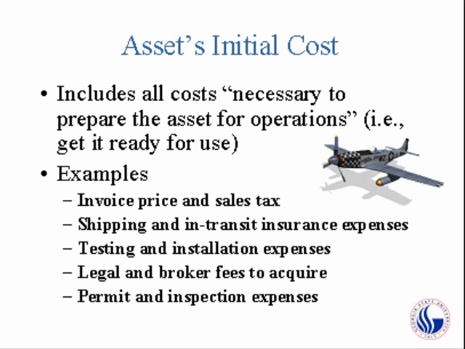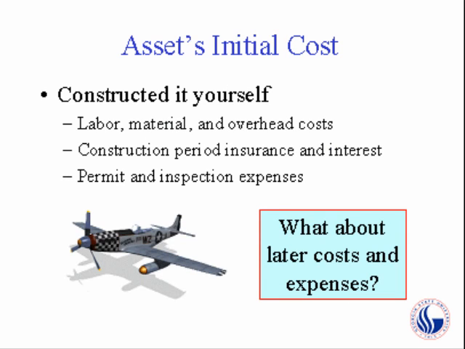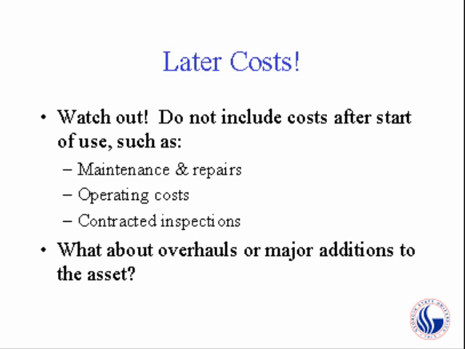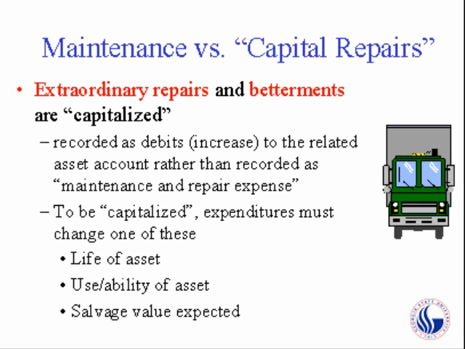It could be that there are many bills you have to add up to get the cost of a single asset. Here's some sample items that could be included in the cost of an asset. What you don't want to include in the cost of an asset is the cost of operating it. If you make it yourself, you may include labor and material and overhead of the building of it. But never include the cost after you've started to operate it. The cost of repairs, the cost of utilities, the cost of inspecting it every year once it's been started.